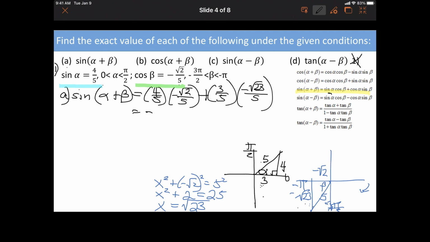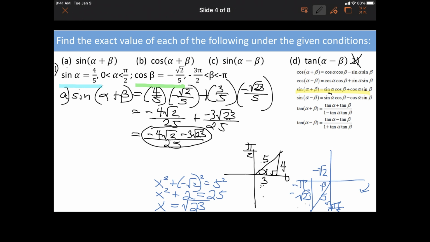So I'm going to multiply the numerators and the denominators. You can see I have a common denominator, 25. And then I'm going to just write down each numerator here. They're not the same root, so I cannot combine them. So this is just going to be our final answer.